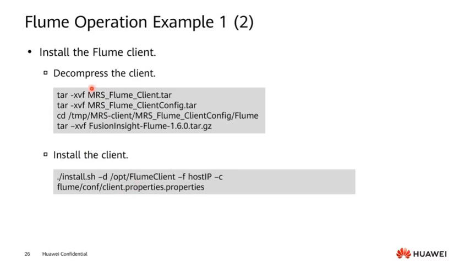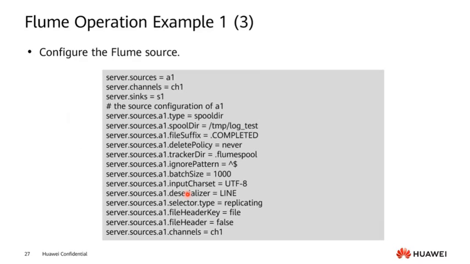To use Flume, we need to prepare data and download the Flume client from MRS Manager. Then we can upload the client into the cluster, and after decompression, we can install it with the scripts provided by MRS Manager. During the installation process, we need to configure the path for installing the Flume client, the host IP of the server role, and the path for reading the configuration file called properties.properties. Now, the following several steps are important.